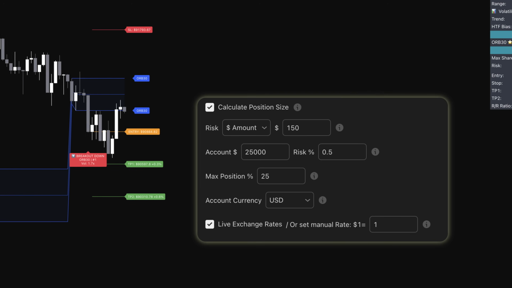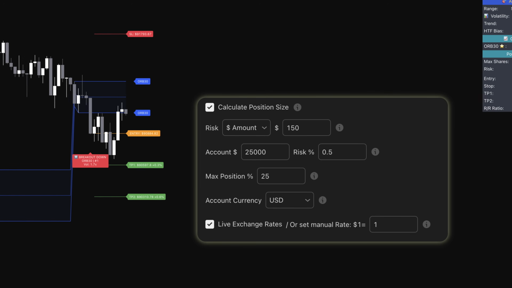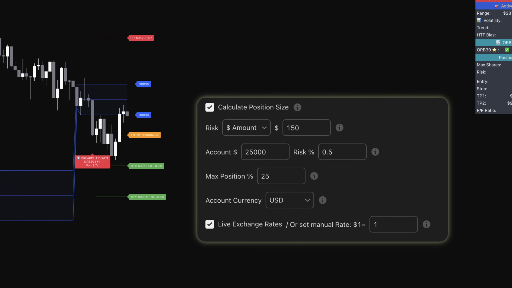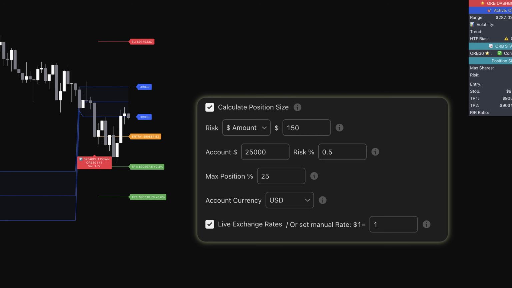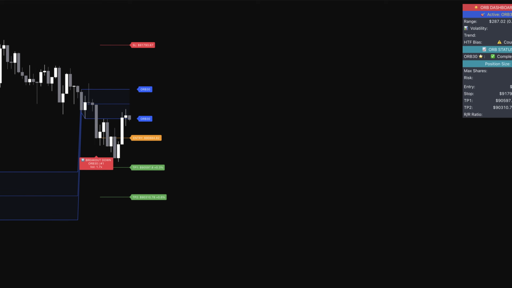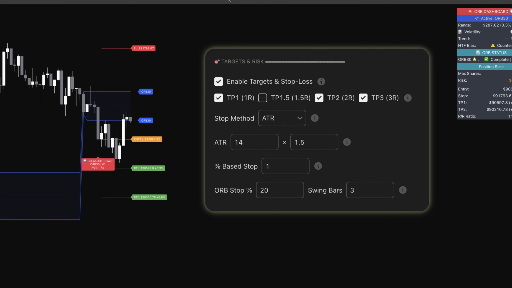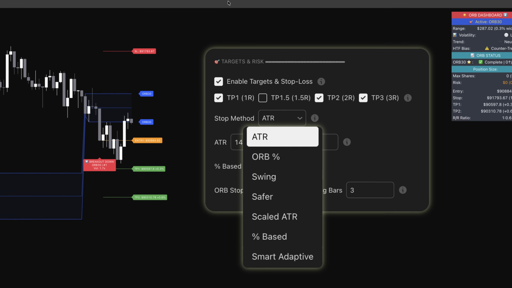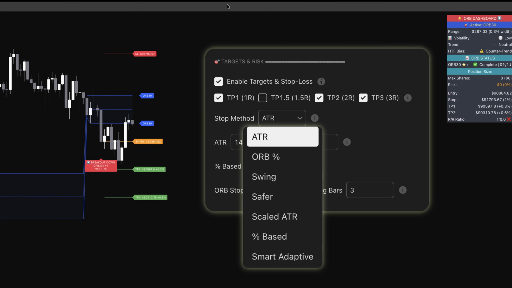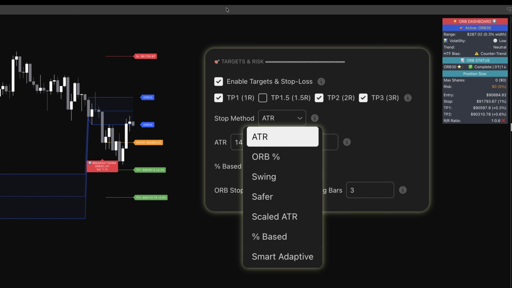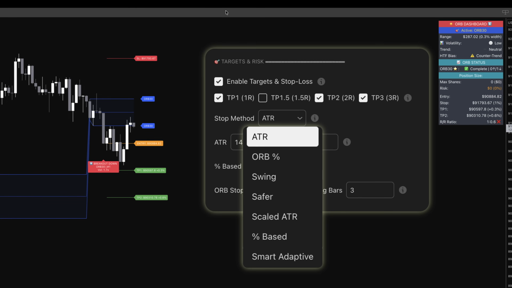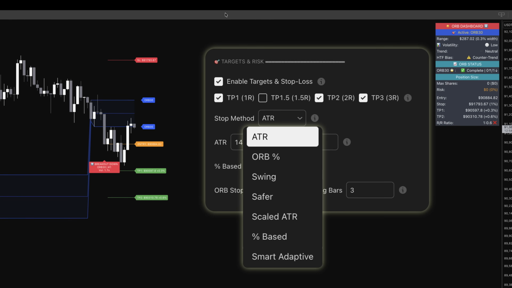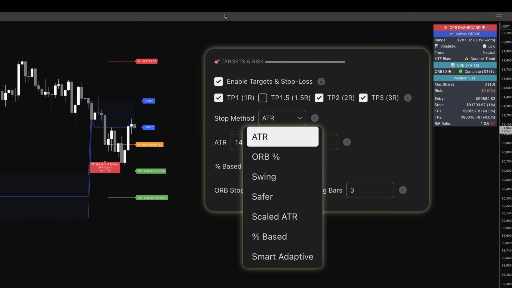The position sizing engine calculates share quantity based on account risk parameters, offering both fixed dollar and percentage-based risk modes with maximum position limits. Stop-loss placement adapts through 7 methods, including Smart Adaptive Mode that adjusts multipliers based on volatility conditions, percentage-based distances, ORB range fractions, swing points, and ATR-based systems.